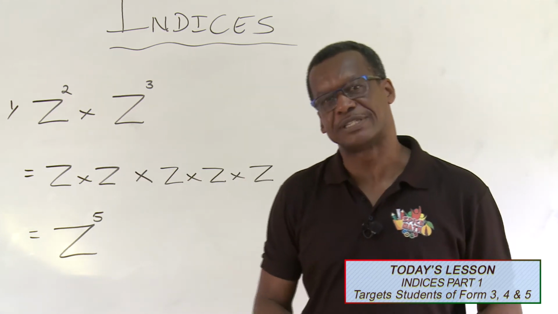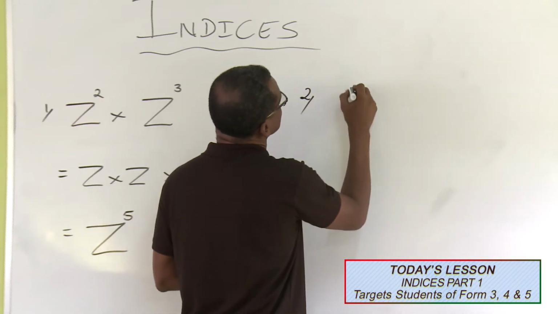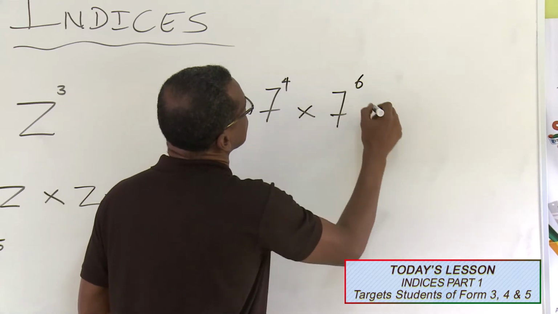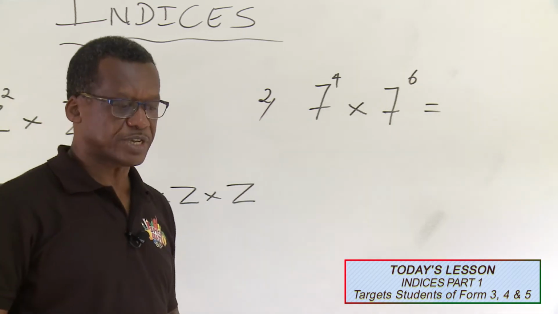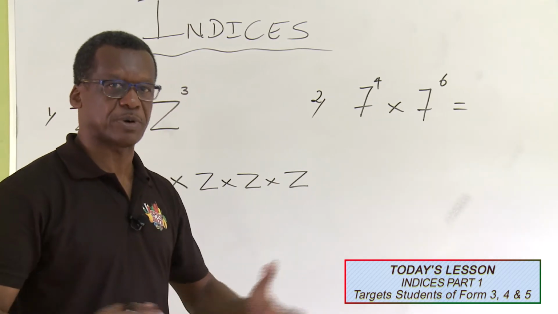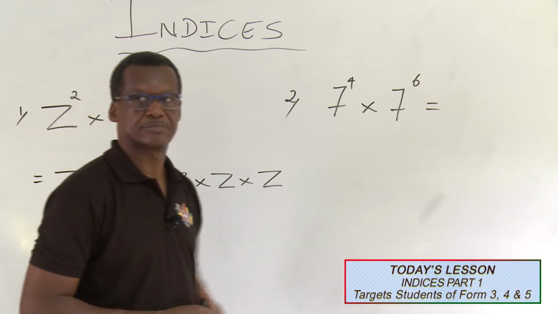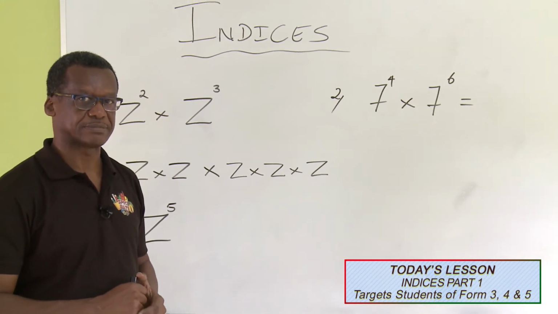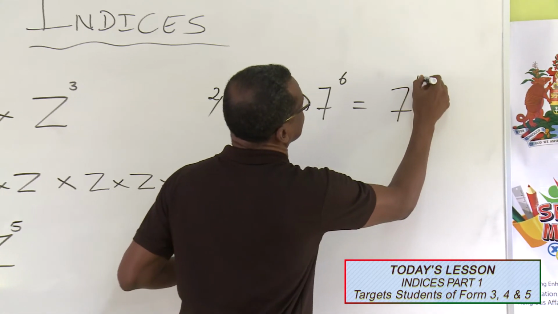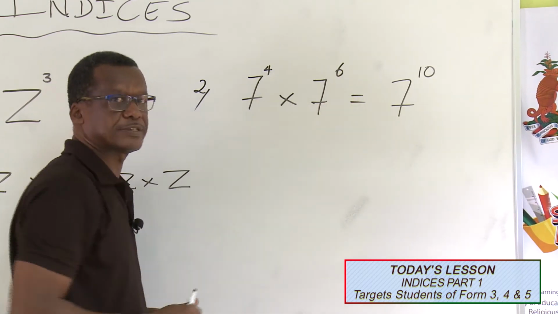I wonder if that would happen with different powers. Let's see. This time we're going to put a number in. 7 to the power of 4 multiplied by 7 to the power of 6. Again, the bases are the same and we multiply. What do you think would happen? Yes, you got it. We would get 7 to the power of 10. And that is 4 plus 6.